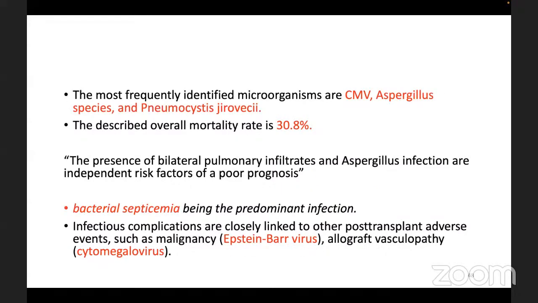The most frequently identified microorganisms are cytomegalovirus, Aspergillus species, and Pneumocystis jirovecii. The described overall mortality rate is 30%, and the presence of bilateral pulmonary infiltration with Aspergillus infection is an independent risk factor of poor prognosis. Bacterial septicemia is the predominant infection. Infectious complications are closely linked to other post-transplant adverse events, so malignancies are associated with EBV, and allograft vasculopathy is closely associated with CMV.